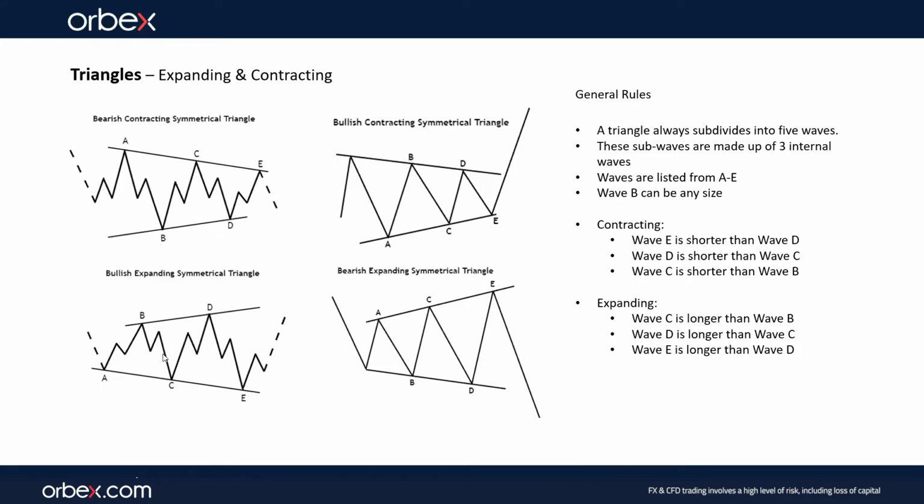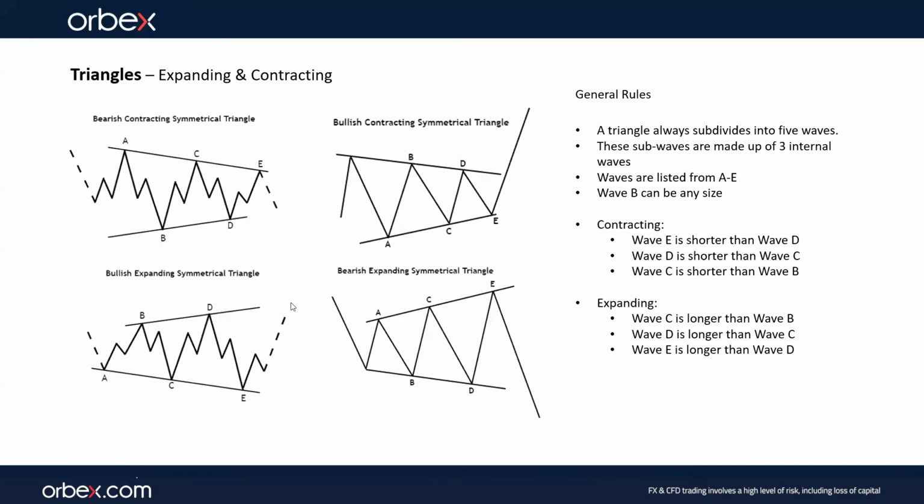And similarly, on an expanding triangle, each wave will be longer as it progresses. So wave C is longer than wave B, wave D is longer than wave C, and wave E is longer than wave D. And this is all so that it's a basic turnaround in the market. So the market is moving on to the downside, let's say. Then we've completed A, B, C, D, E, and when we've completed E, we're going to break out of this triangle.